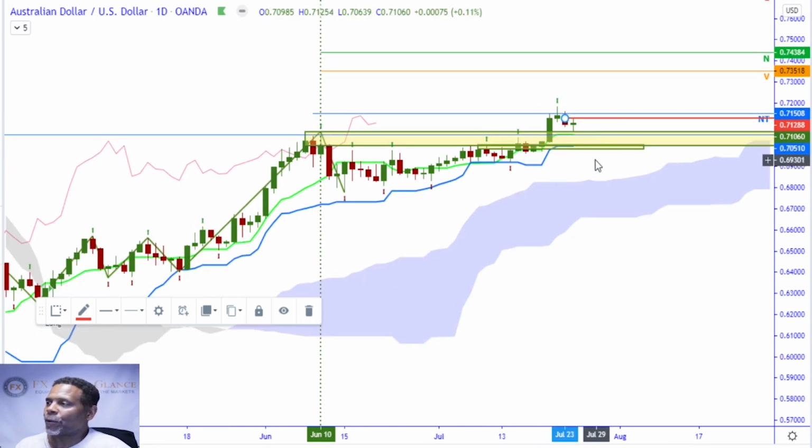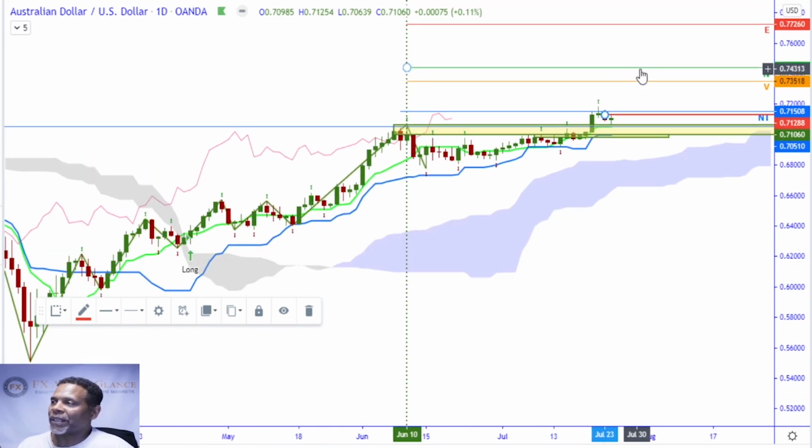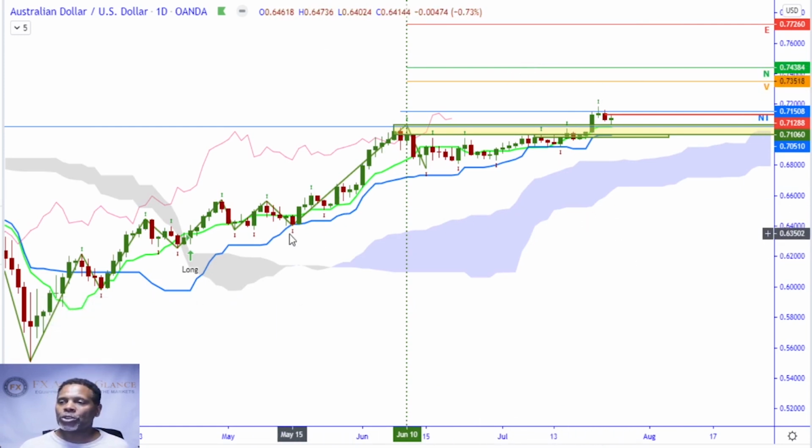0.71288, shooting for at least the V level and probably max the N level. And if we can break the N level, we shoot for the E level. I let the price action tell me what I'm going to do when we get to these levels. And also, once you start learning how to use your time analysis, that'll help you also, because you'll know quite possibly the day of change. All right, so that's what we're looking at for Aussie USD.